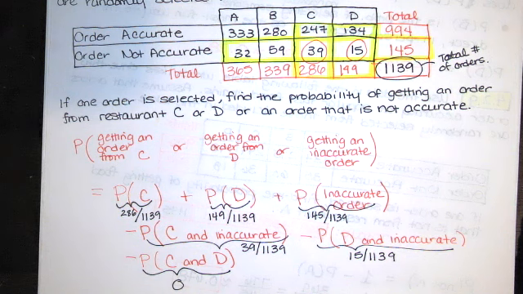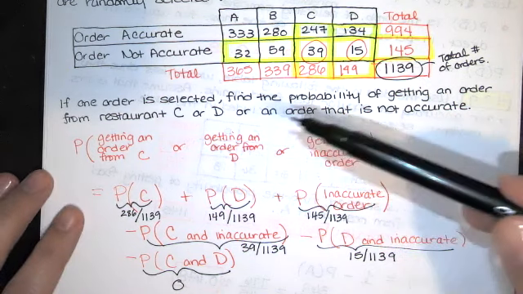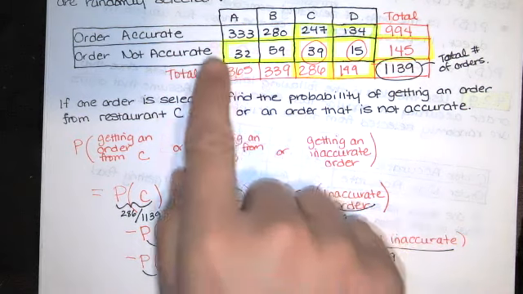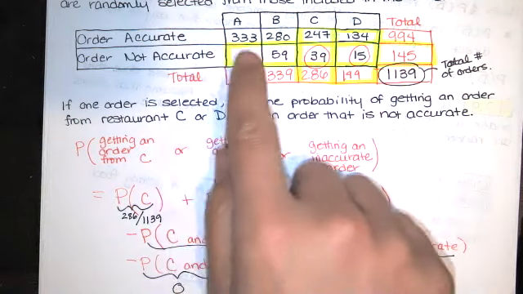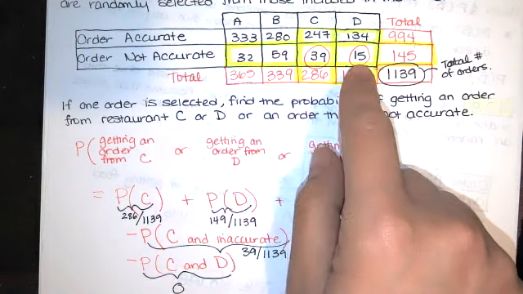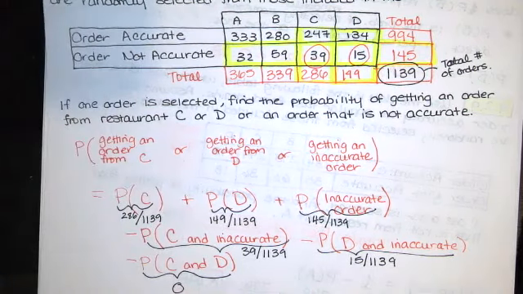I hope that makes sense to you. The idea is we just want to count everybody once. We want to count all of the orders once. So intuitively, if I wanted to find the probability of getting an order from restaurant C or D, or an order that's not accurate, all I would do is find all of the inaccurate orders, so there are these, and then find all of the orders from restaurant C, these, and all of the orders from restaurant D, these, and I would just add those together and divide by the 1139. So let's do that.